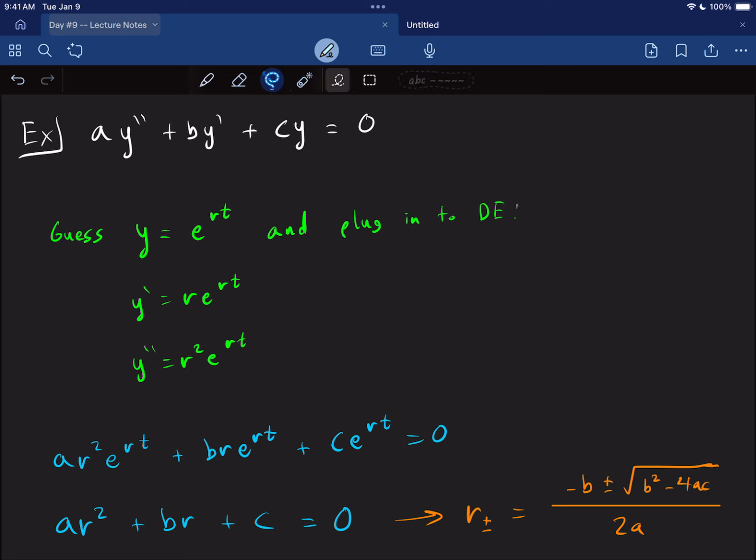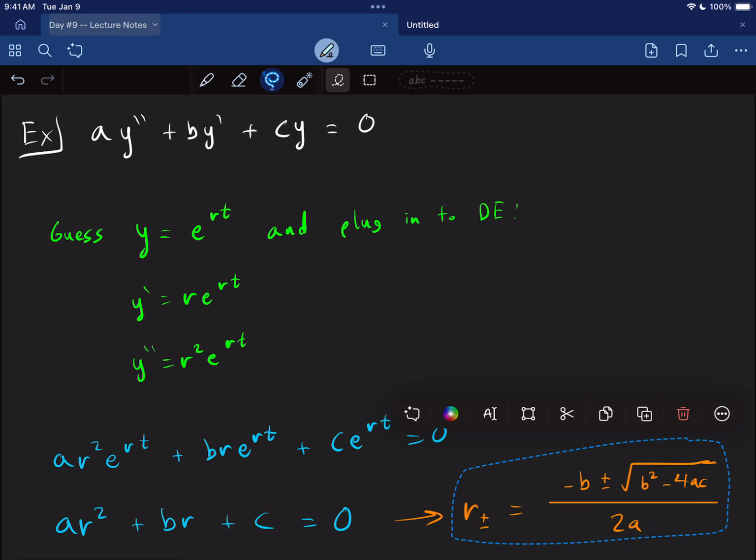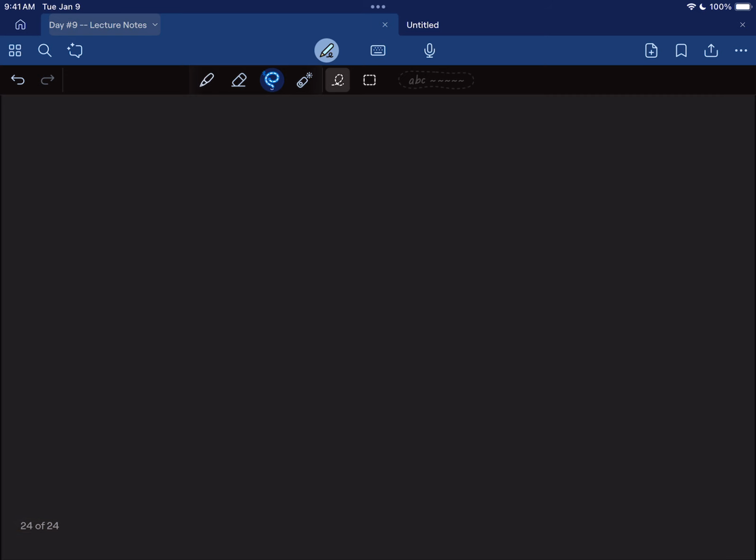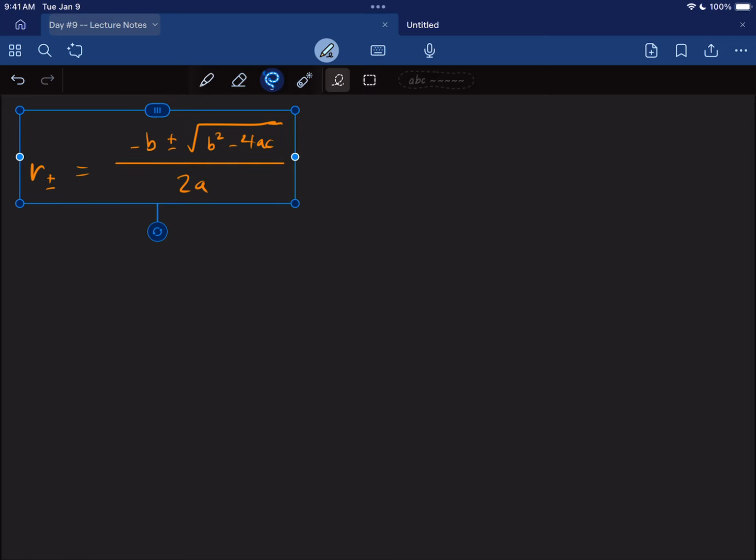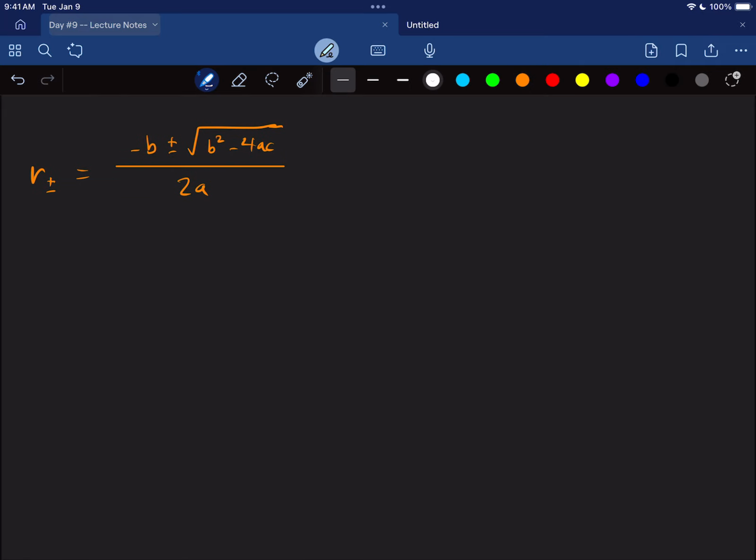The question is, how many answers does it have? I've actually said this a couple times, and it's technically incorrect. I've looked at this in the orange and I've said, yeah, we got two answers. But is there always two answers? No. This is a quadratic formula. There can be three different cases.